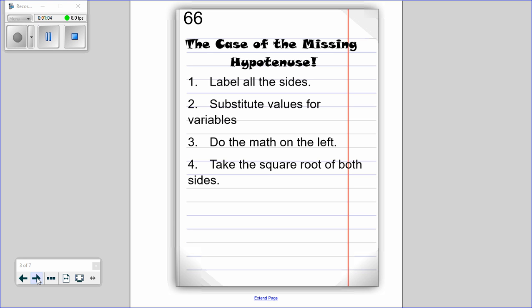Okay. After you label all the sides, you can write the Pythagorean theorem, a squared plus b squared equals c squared. Substitute the values that you know for the variables. They will be the ones on the left, a and b. Do the math on the left. In other words, square a and b and then add them together. And finally, take the square root of both sides.